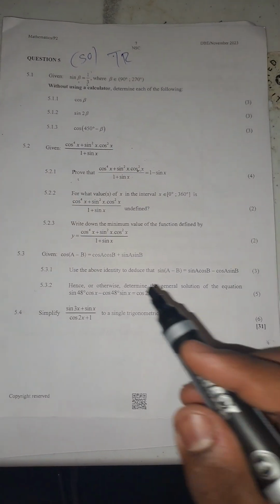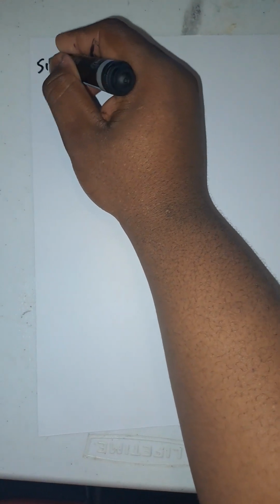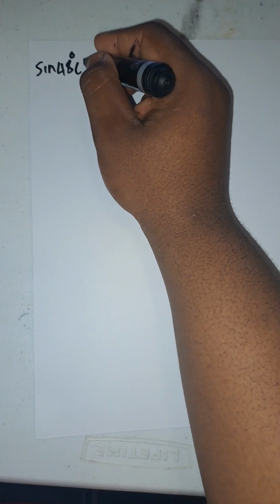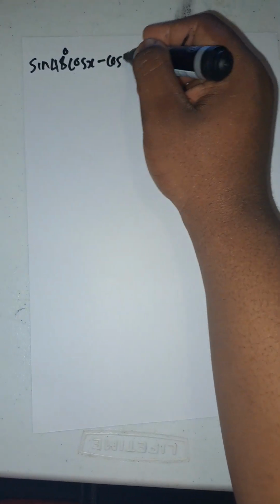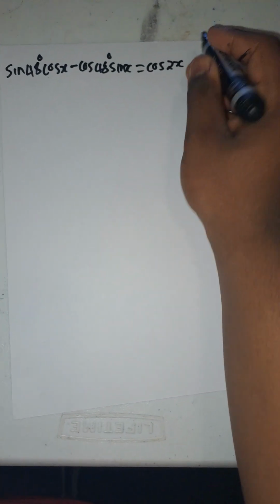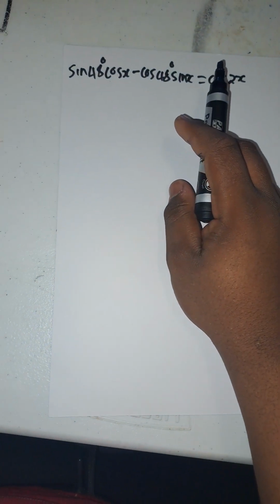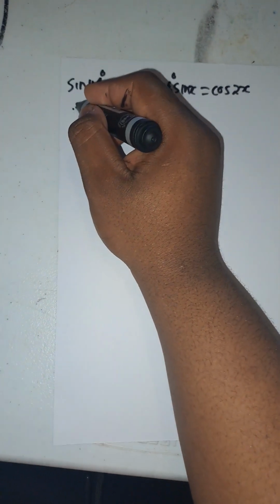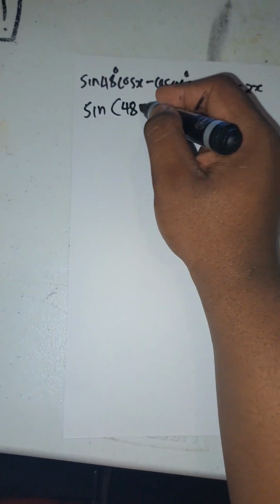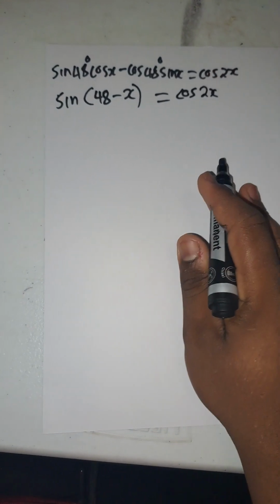Now on the next question: hence or otherwise determine the general solution of the equation sine 48 cos x minus cos 48 sine x equals cos 2x. So let's take it down there. Sine 48 degrees cos x minus cos 48 degrees sine x is equal to cos 2x. Okay, now as you can see, I can see sine cos sine. Now it is a compound. So now this will be sine(48 minus x). Can you see it? Which is equal to cos 2x.